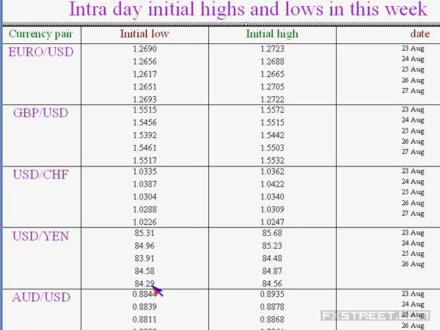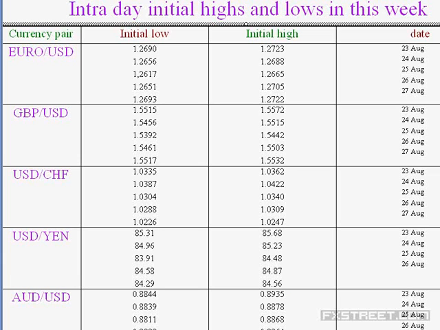Then USD Yen is 84.29 the low, 84.56 the initial high, and they cut the high, and currently it is trading around 84.70. So they wanted to make a contrarian move of rising euro and GBP as well as USD Yen. Because of that, the yen crosses will also be benefited.